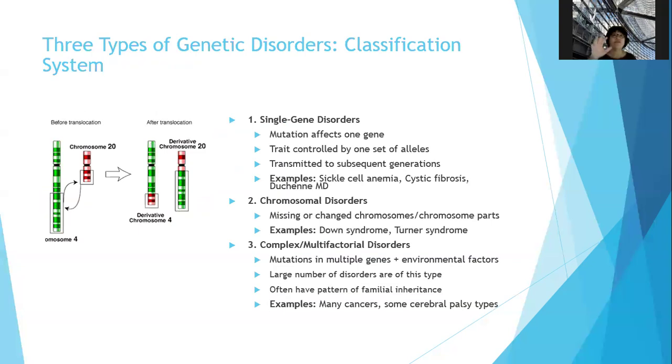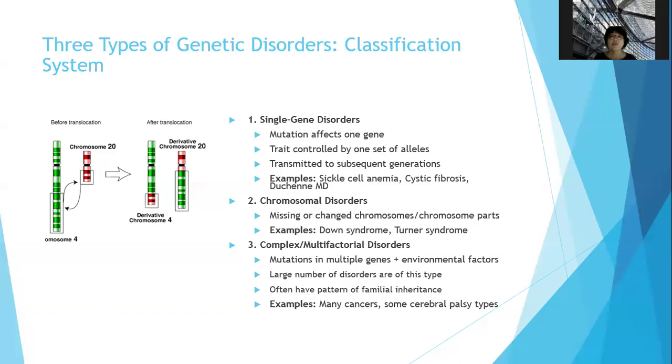So there are different types of gene disorders, and there's different classifications. There's a single gene disorder where you have a mutation that affects one single gene that does something important, or it probably wouldn't be named and classified. The trait is controlled by one set of alleles. Either you have the disease allele or you have the non-disease allele. It's transmitted to subsequent generations, so it is inheritable. So examples are sickle cell anemia, cystic fibrosis, Duchenne muscular dystrophy. So those are all single gene disorders.